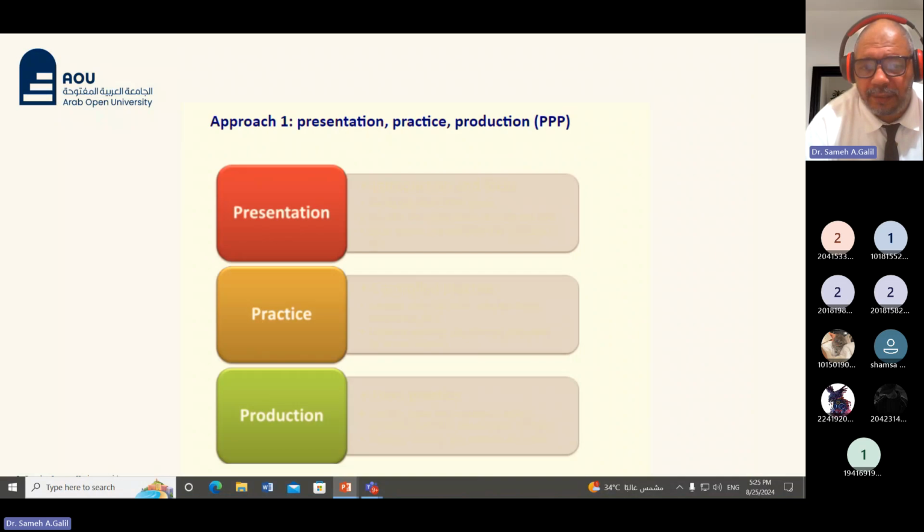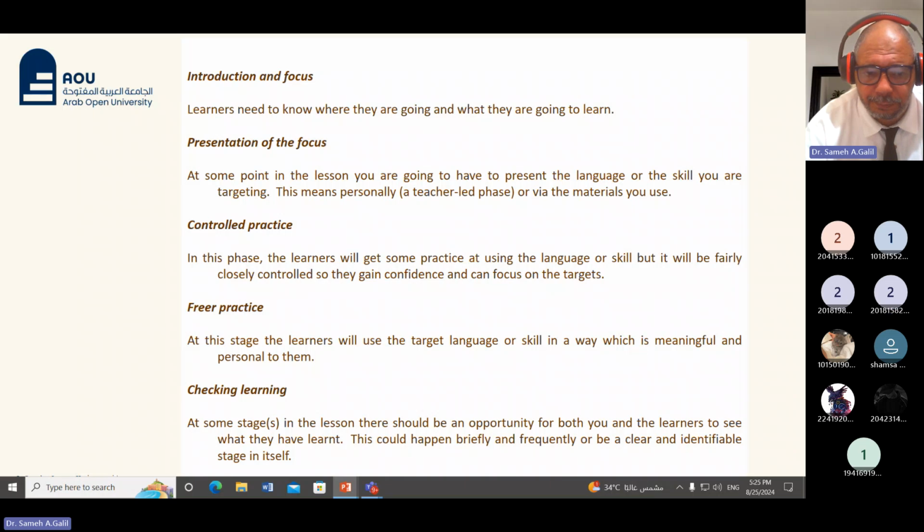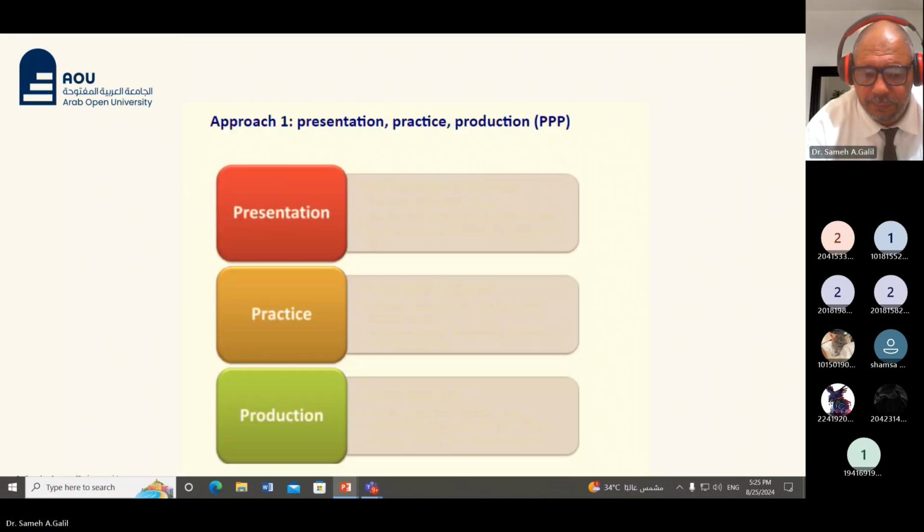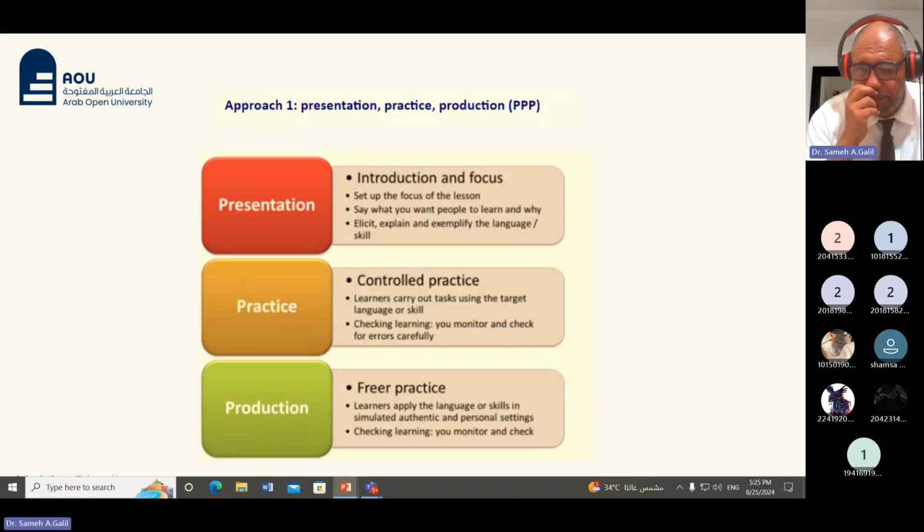How about controlled practice? Definitely practice. Yes, practice. And then freer practice. Would it be practice or production? It would be more into the production stage. Look at them.